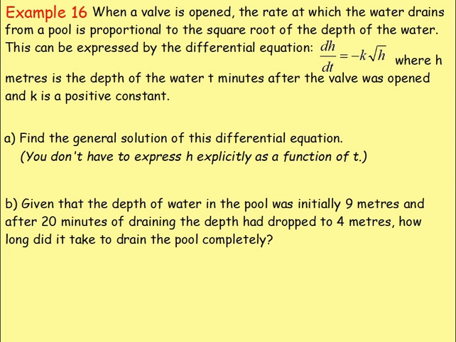Example 16, when a valve is opened, the rate at which the water drains from a pool is proportional to the square root of the depth of the water. This can be expressed by the differential equation dh by dt equals negative k times the square root of h, where h in meters is the depth of the water t minutes after the valve was opened, and k is a positive constant. So part A, find the general solution of this differential equation.